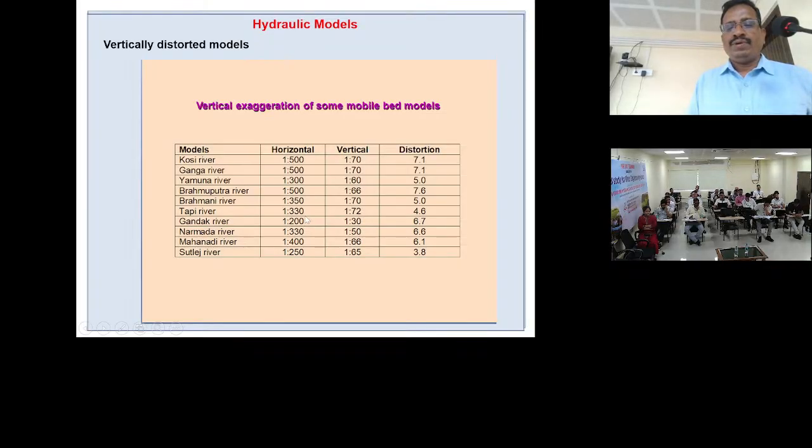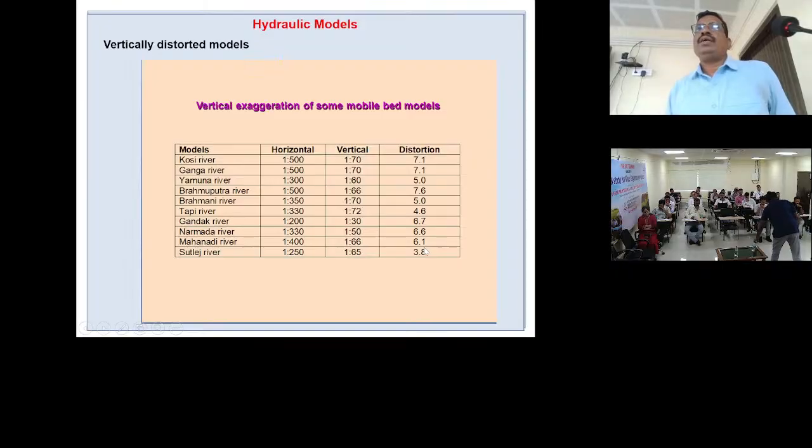Like that, Tapi is 1 is to 330 and the vertical scale is 1 is to 72, and the vertical distortion is 4.6. Gandak River model: the horizontal scale is 1 is to 200 and the vertical scale is 1 is to 30, and the distortion is 6.7. Narmada River: the horizontal scale is 1 is to 330 and the vertical scale is 1 is to 50, and the vertical distortion is 6.6. Mahanadi River is 1 is to 400 horizontal scale and the vertical scale is 1 is to 66, and the vertical distortion is 6.1. Satluj River is 1 is to 250 horizontal scale and the vertical scale is 1 is to 65. The vertical distortion is 3.8.